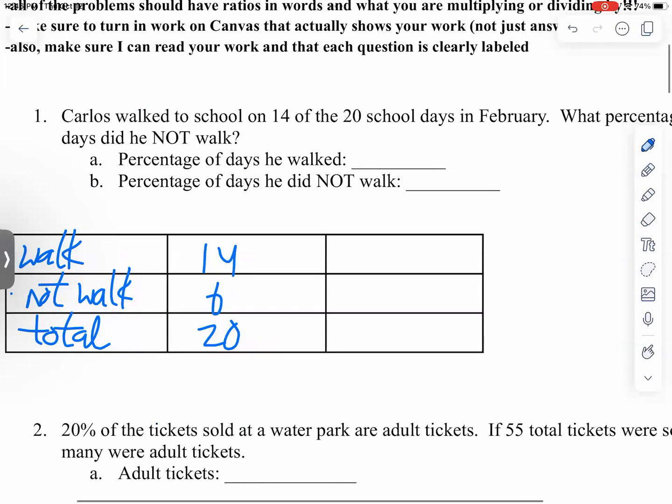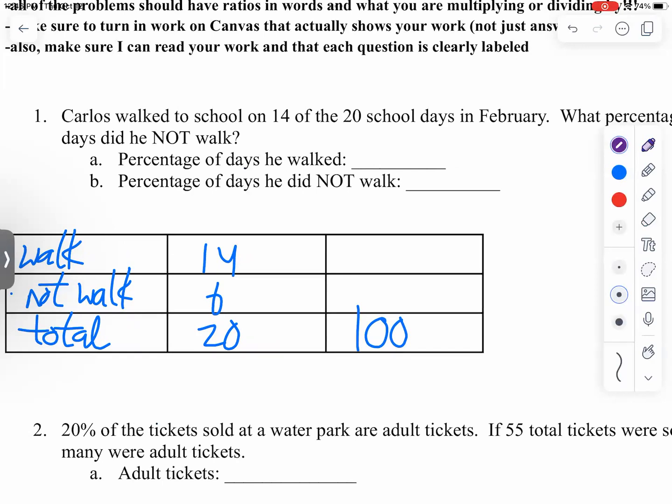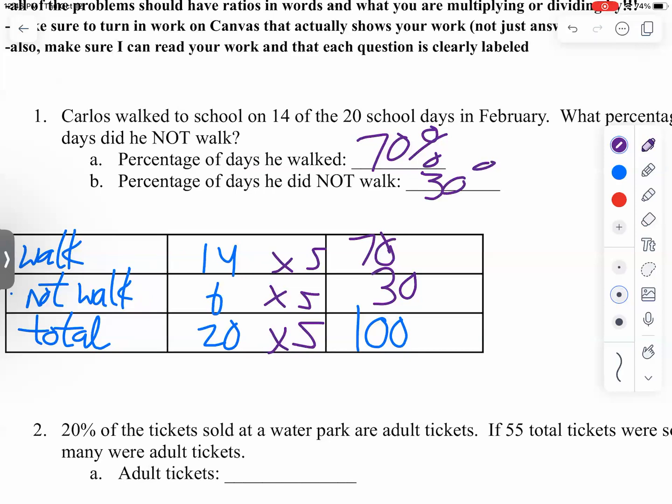Now we're looking for a percent. Percents are ratios out of 100. So 20 times 5 is 100, and what you do there, you do on the other ones. So that's going to be 30. That's going to be 70. You make sure they add up to 100, and they do. So he walked 70% of the days. He did not walk 30% of the days.